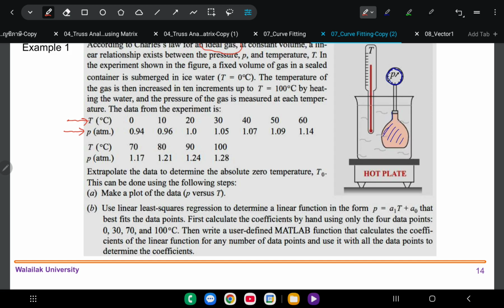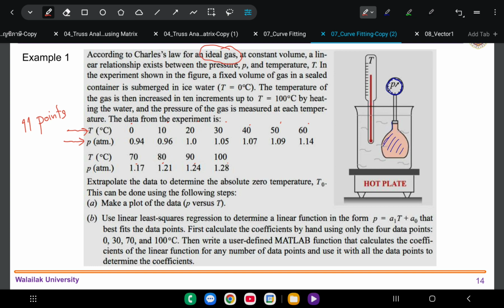How many points do we have? 1, 2, 3, 4, 5, 6, 7, 8, 9, 10, 11. We have 11 points of information that relate the temperature and the pressure of the ideal gas. For example one, I want to make a plot of the data, P versus T. It means if the temperature changes, how does the pressure change?